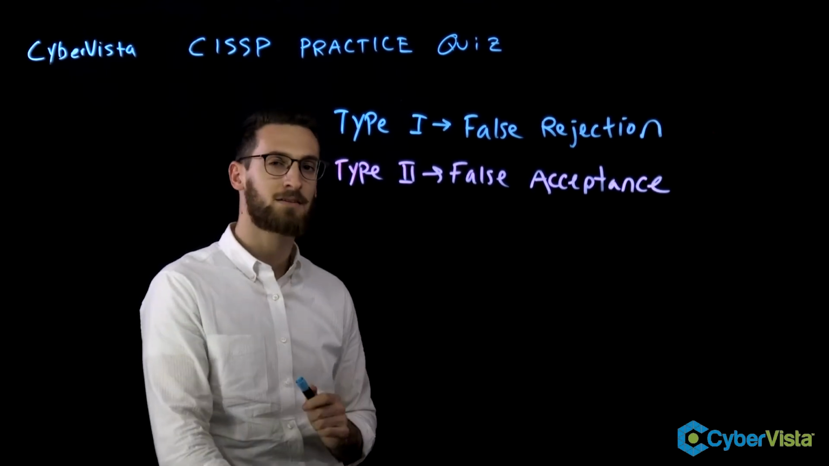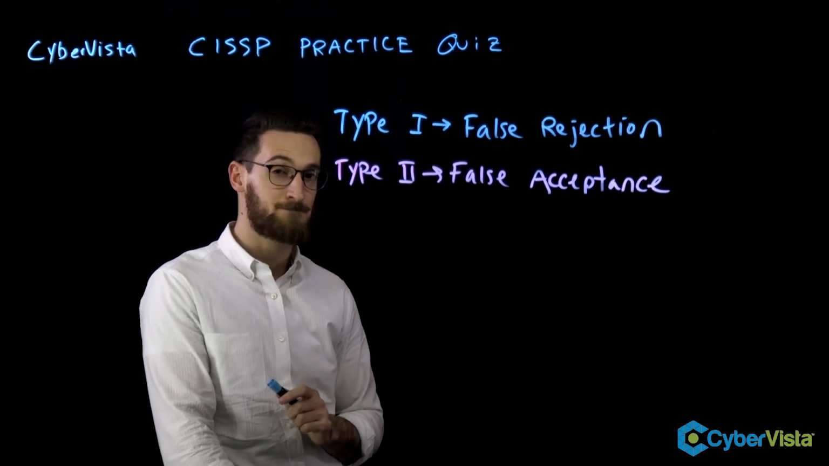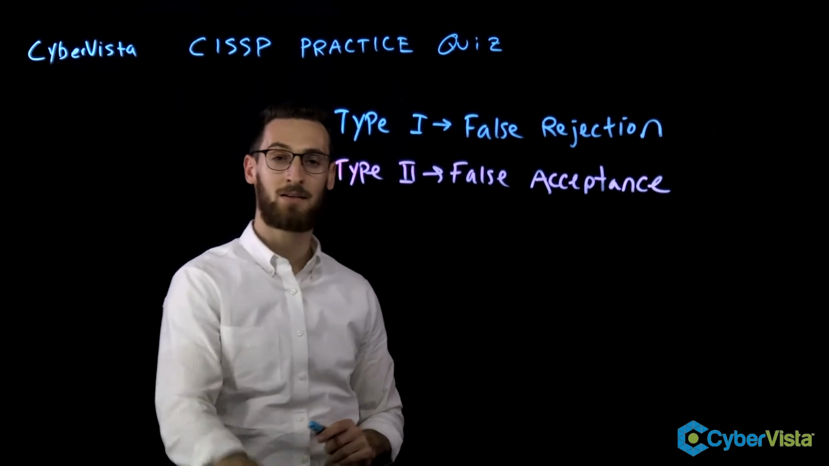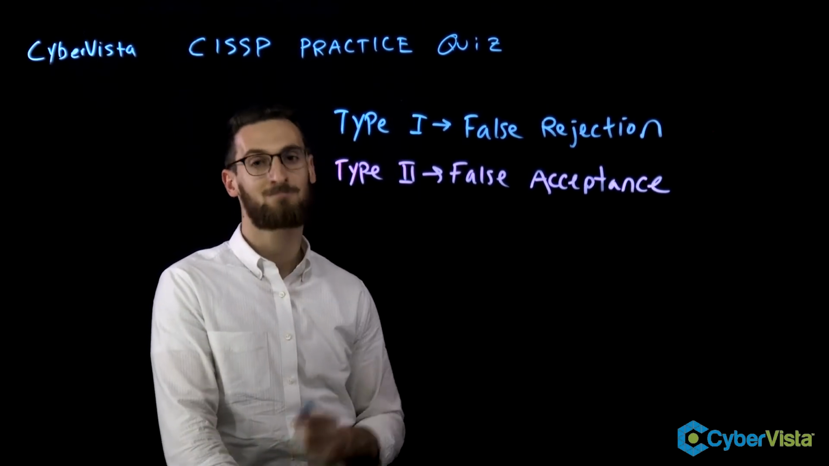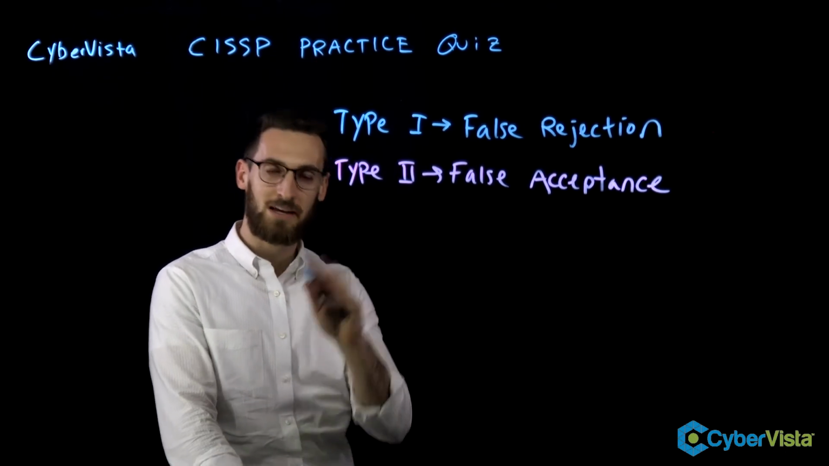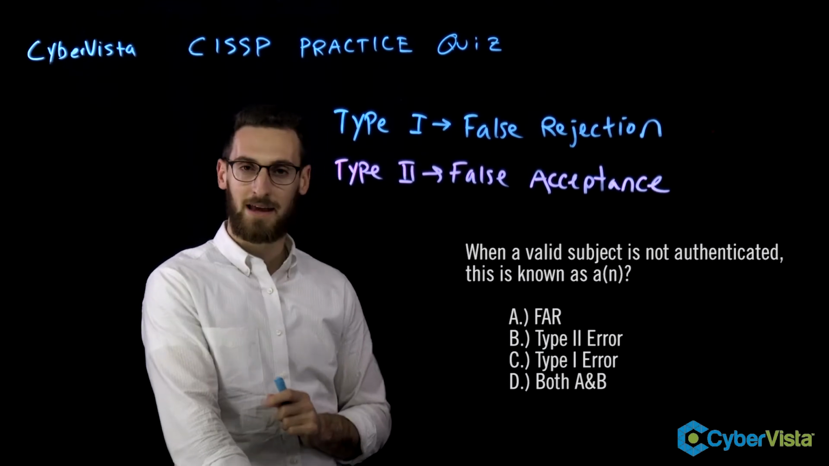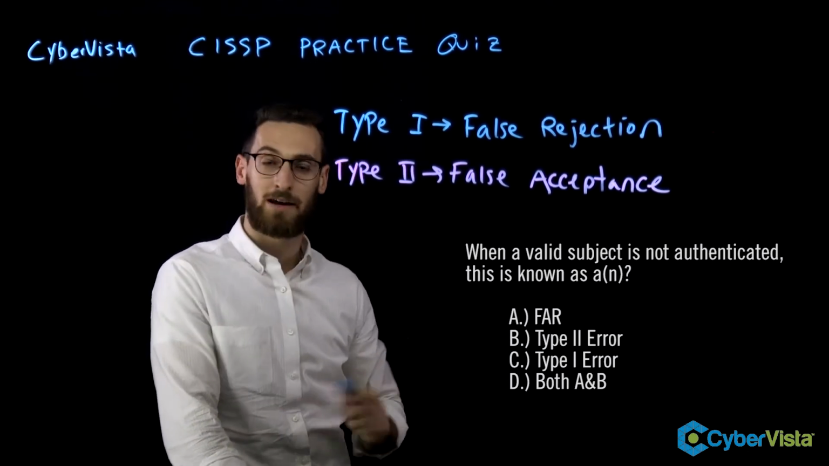So let me ask you guys, what do you think which one is worst or more egregious? Exactly. A type 2 error is worse. Type 1 is simply an inconvenience or a nuisance. But type 2, that's when you have a breach. So there's the answer to your question right there, right? When a subject is not authenticated, but they're valid, this is known as a type 1 error.